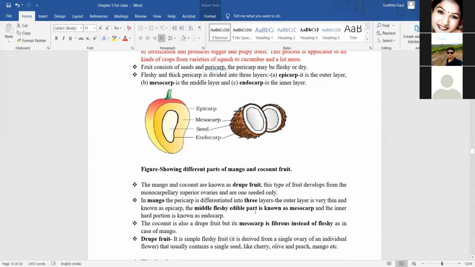Okay, so the fruit consists of seeds, and this is the seed, this is the outer layer, the epicarp, and this is the inner layer, the endocarp, and in between the epicarp and endocarp the pulp-like structure present is known as mesocarp. Okay? This is your mango and this is your coconut. So the outer brown covering of the coconut is the epicarp, and this white region is its seed. Okay.